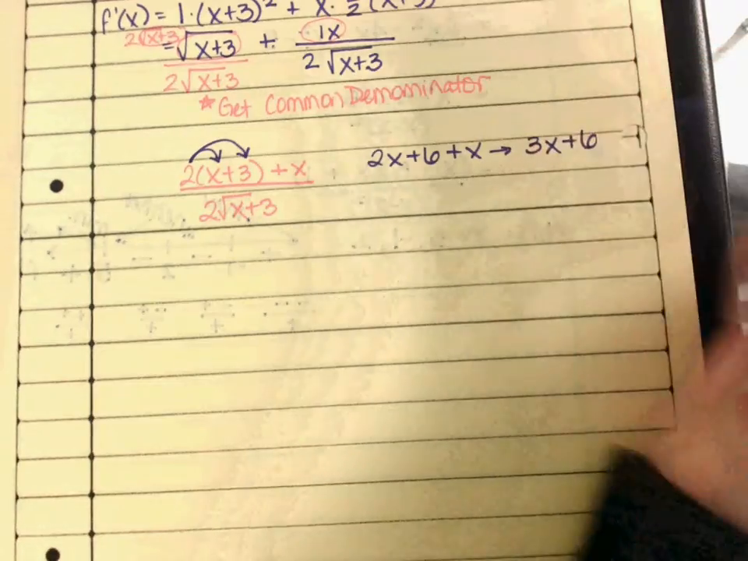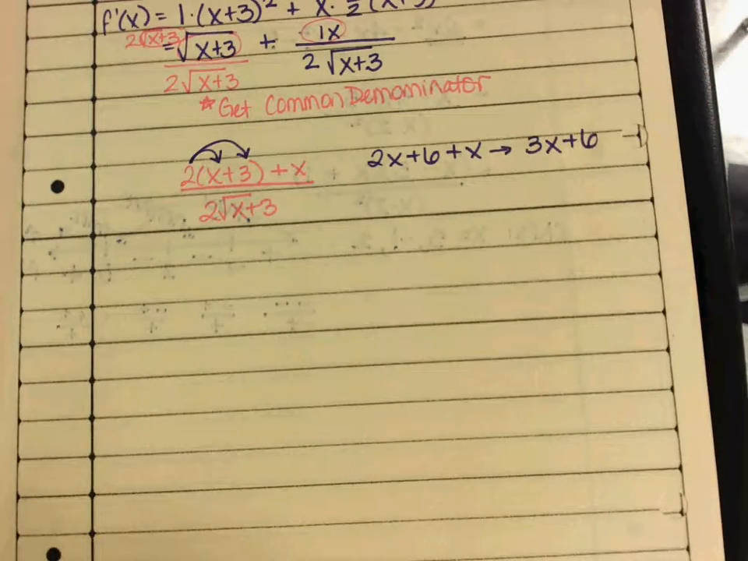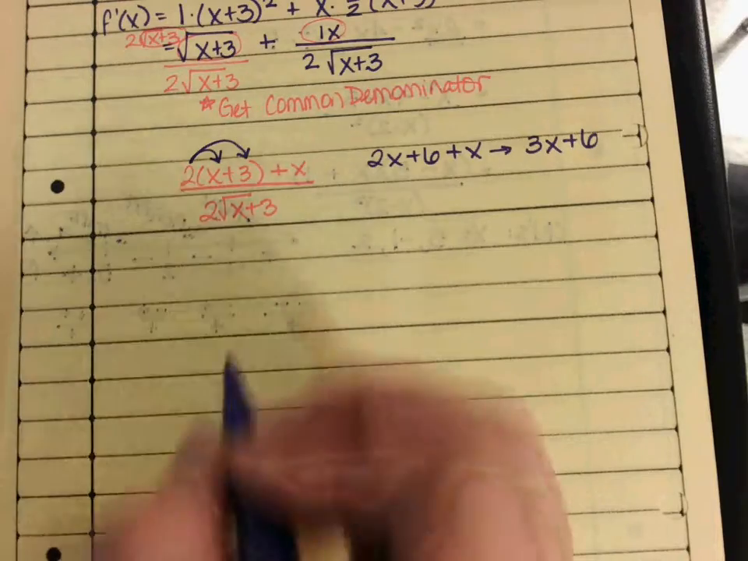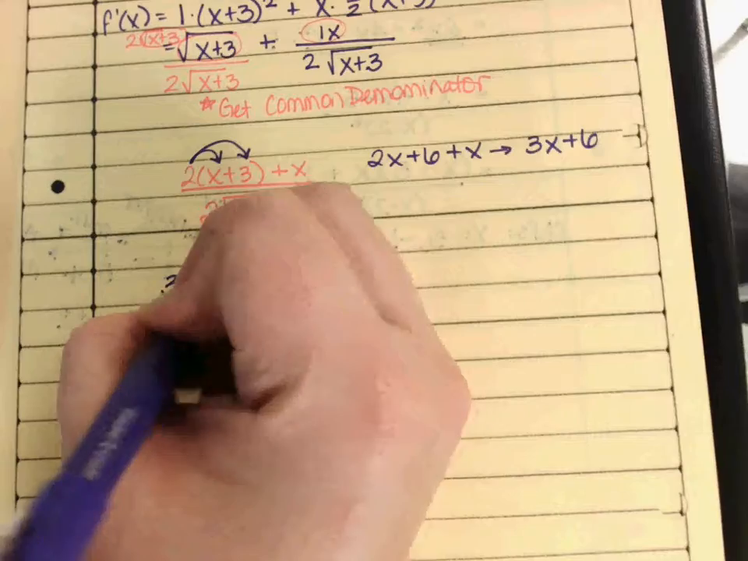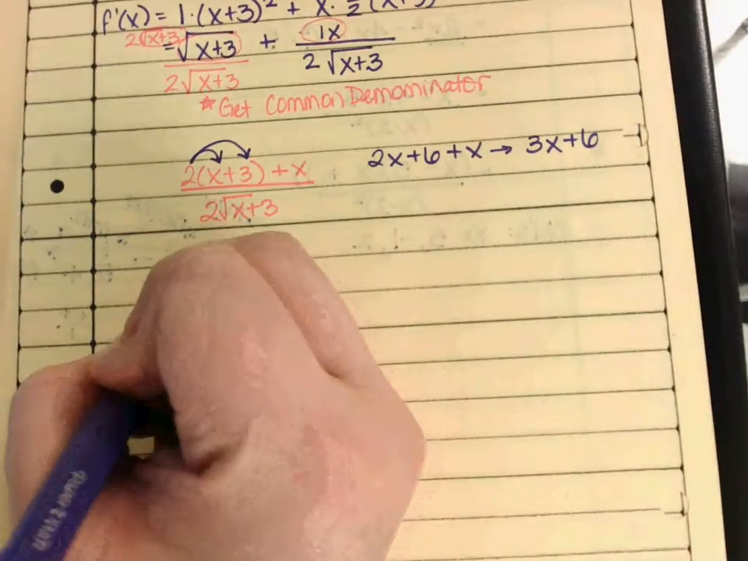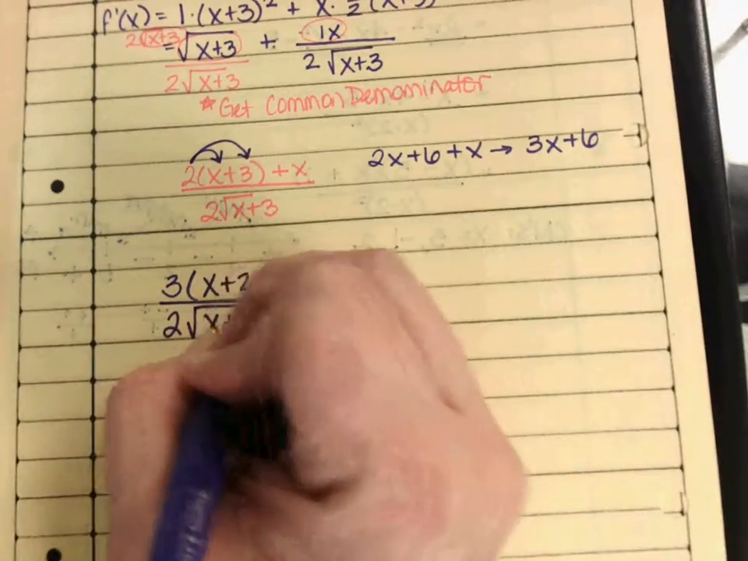And then for my final factor, what can I take out of the top? If it's a 3x plus 6, I can take out a 3. What would that leave behind? x plus 2. What did I have on the bottom? Good.